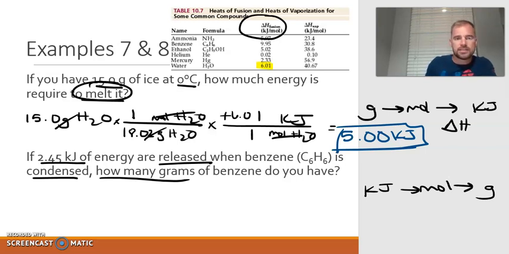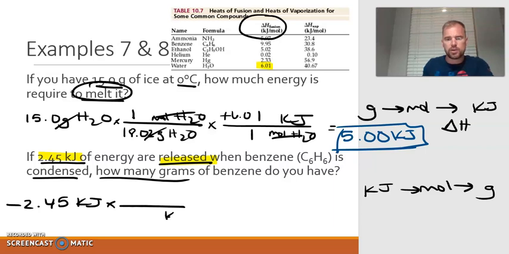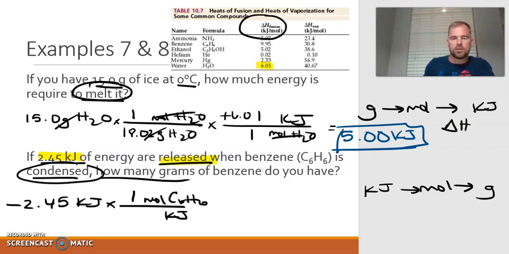Now notice it says if 2.45 kilojoules of energy are released. So mathematically speaking, that means I need to write out negative 2.45. So make sure you do that. Negative 2.45 kilojoules. It's because it's released. Now the first thing I'm going to do is go from kilojoules to moles of benzene, which is C6H6. So for every 1 mole of benzene, now I'm looking to see what energy is involved with condensing.